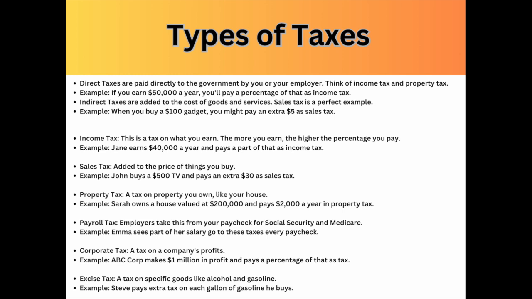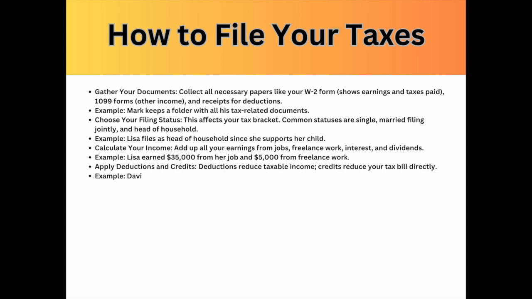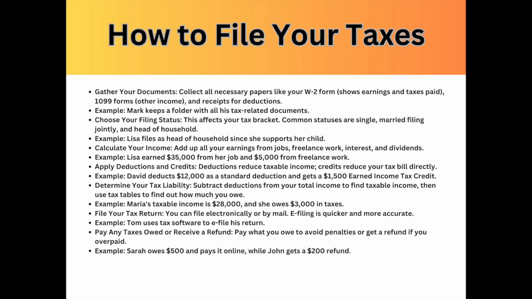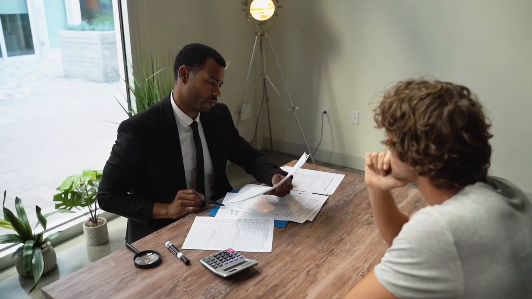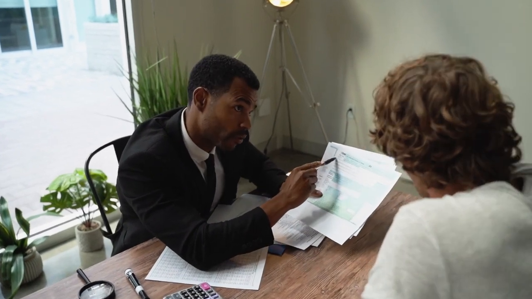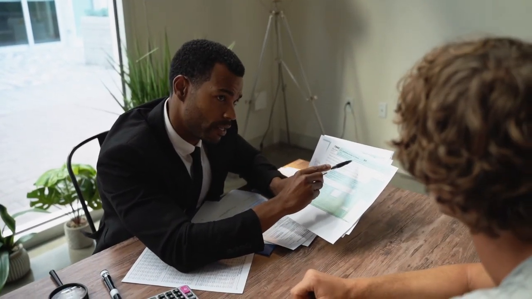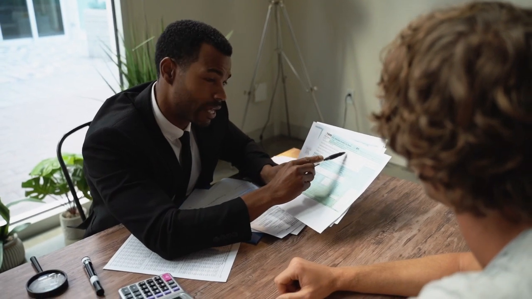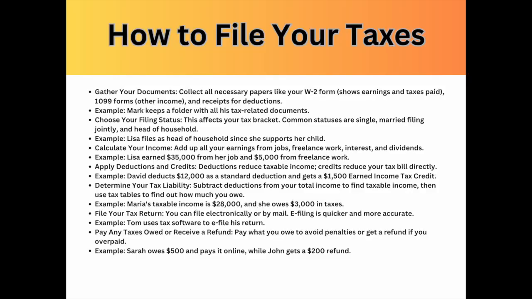Now let's look at how you file your taxes. Well, filing your taxes might seem overwhelming, but we will break it down in easy steps for you. The first one is to gather your documents. Collect all necessary papers like your W-2 form, which shows your earnings and taxes paid, 1099 forms, which show your other income, and receipts for deductions. So this means that Mark keeps a folder with all his tax-related documents.